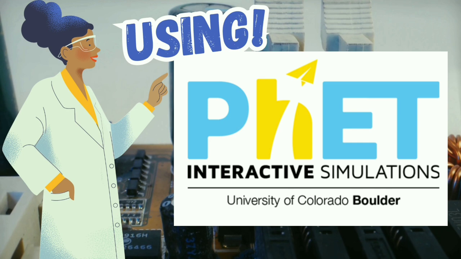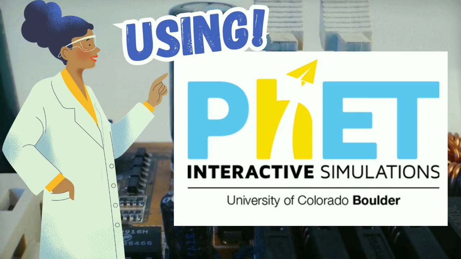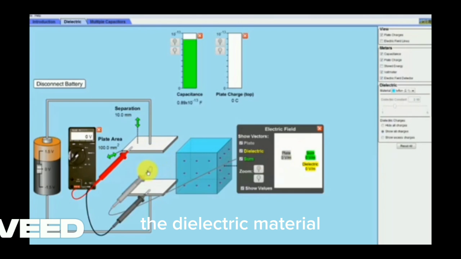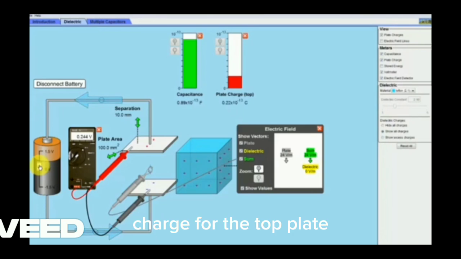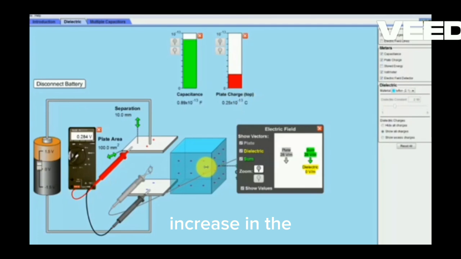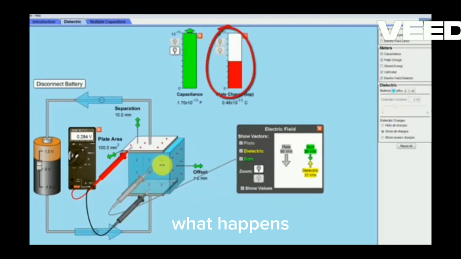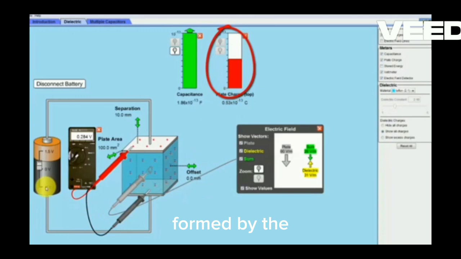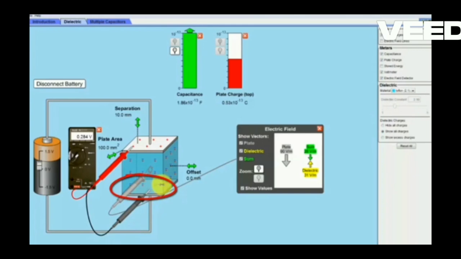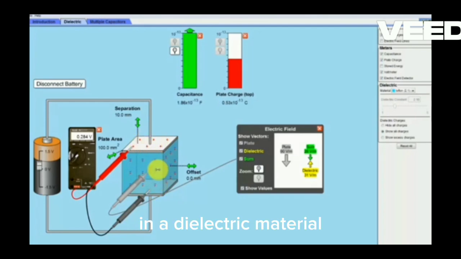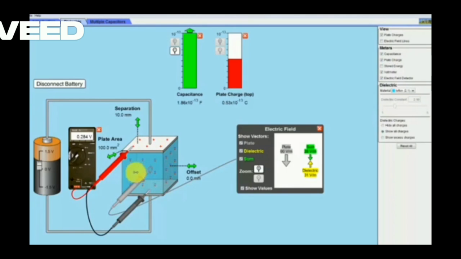Let's use the PhET simulation to see how inserting a dielectric affects the capacitance. As I insert the dielectric material, I'm going to apply some voltage across here. We are going to take a look at the accumulated charge for the top plate. Now, as I insert, you can see there's a net increase in the positive charges. What happens is that the excess electrons formed by the battery create an electric field, thereby repelling the electrons in the dielectric material. Now, as the dielectric material's electrons leave or get attracted to the positive plate, it leaves a net positive charge in the dielectric material, thereby having a net increase in charge.